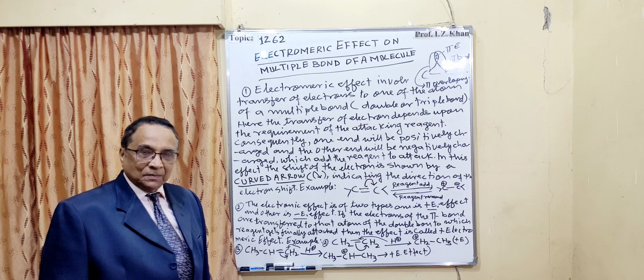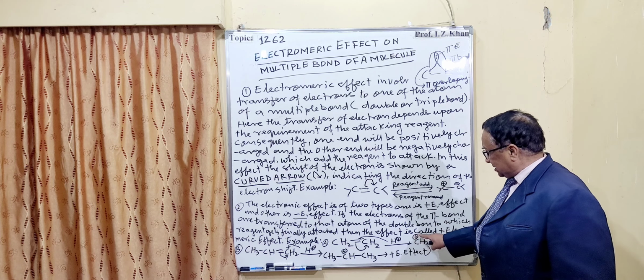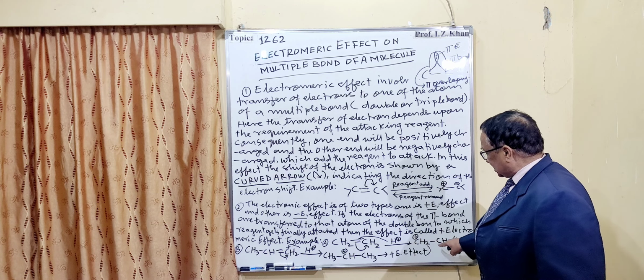For example, A and B, two examples I have given. In case A, CH2, this proton is attacking this carbon center, meaning it is going to get electrons from here, and this carbon is getting electrons from here. So now this carbon will develop a positive center because it has donated the electron to the incoming acidic species, and this effect is called positive electromeric effect.